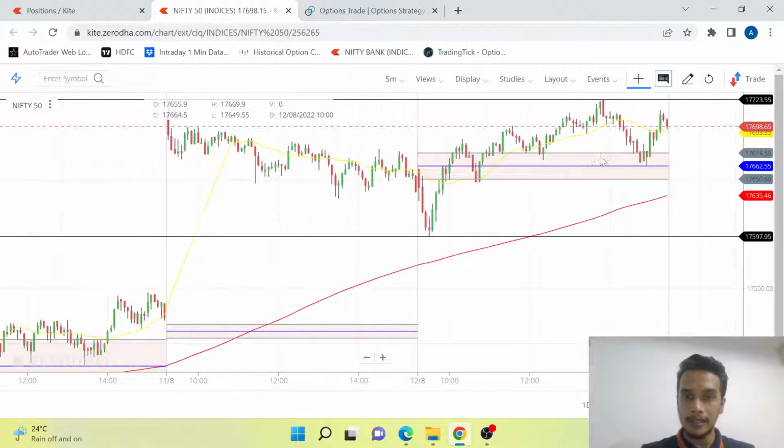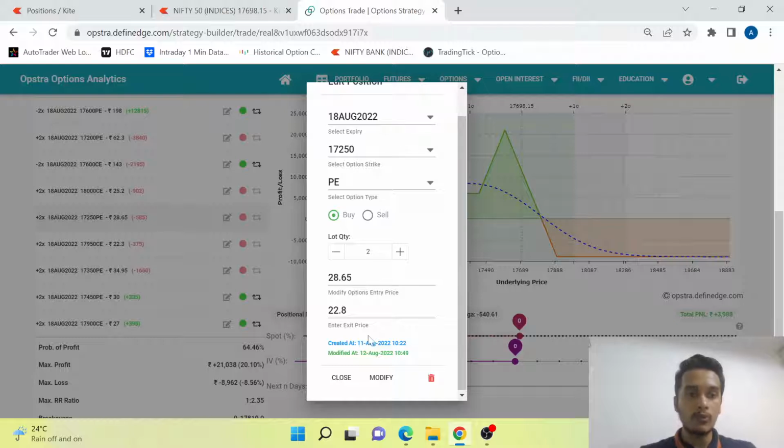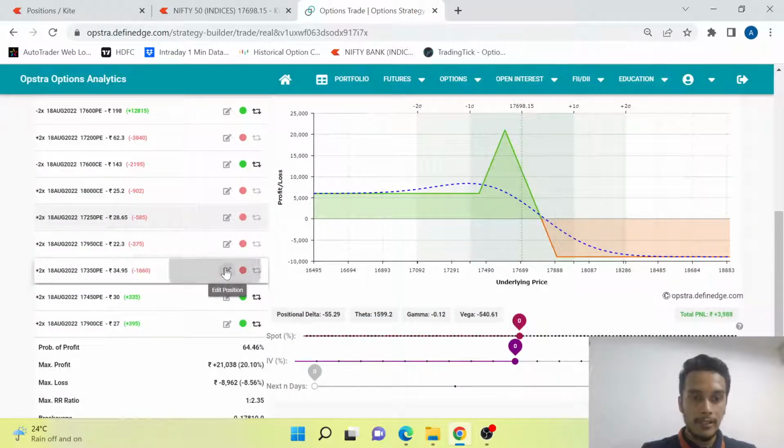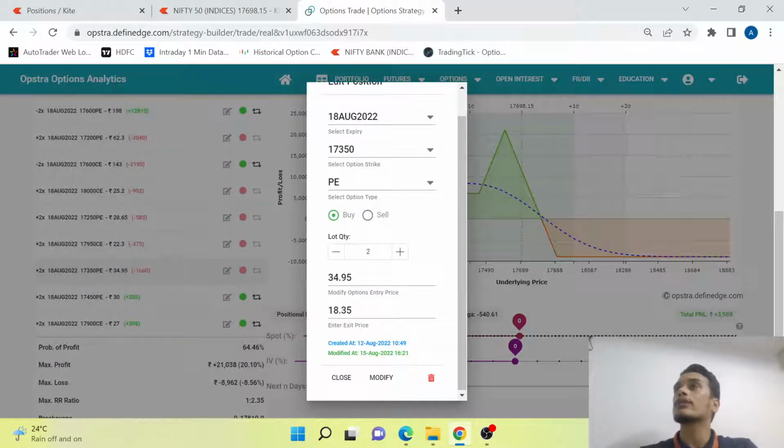Sorry, this is Friday, I think. On Friday, what I did was I booked 17,250 and moved to 17,350. So I booked 17,250 for 23 rupees, and I moved 100 points by paying just 10 more points. So again, I had paid only 10% extra premium and got protection for 100 points. Do you understand this?